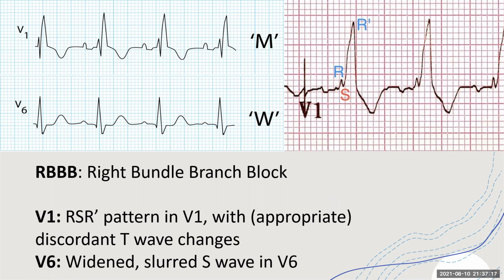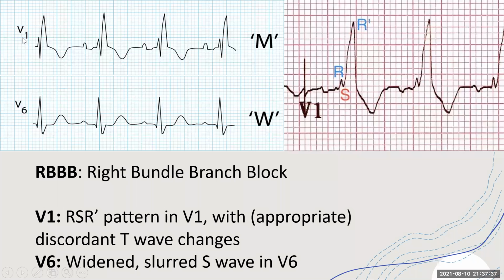Okay, for this one, right bundle branch block. Right bundle branch block and left bundle branch block are vice versa. Once you read right bundle branch block, just the opposite is left bundle branch block. So we mainly look for 2 leads in both of these conditions, either for right bundle branch block or for left bundle branch block, we usually see V1 and V6.